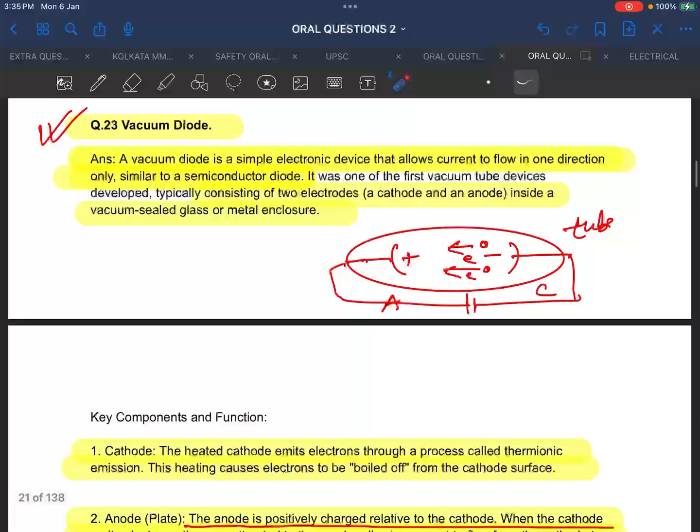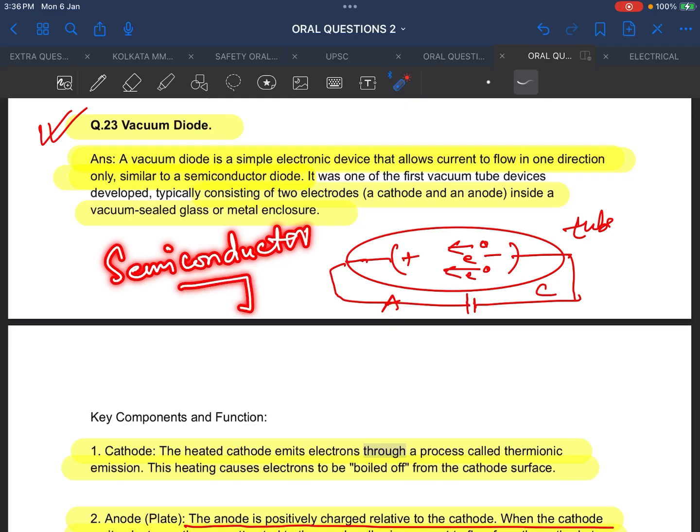And the next question is, what is a vacuum diode? A vacuum diode is like the semiconductor we are using nowadays. Semiconductors are very small and can control the flow of current in a circuit. Previously we used the vacuum diode, because at that time no semiconductor was there.